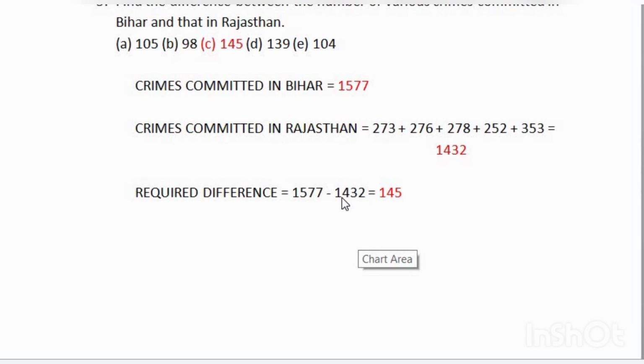Here you can do mental calculation while subtracting. How? 7 minus 2, it is 5 in the units place. Then the tens place: 7 minus 3, it is 4. Then 5 minus 4, it is 1. And 1 minus 1, it is 0.